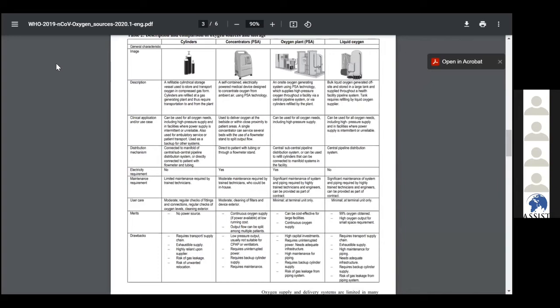For the oxygen plant, you need capital investment, so it's somewhat expensive. In my experience at Gwinhwavu, there was some donation and support from PIH, Partners in Health. So you need those. Yes, Eugene.